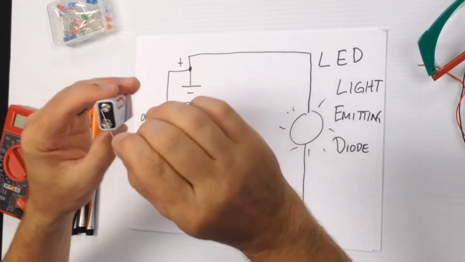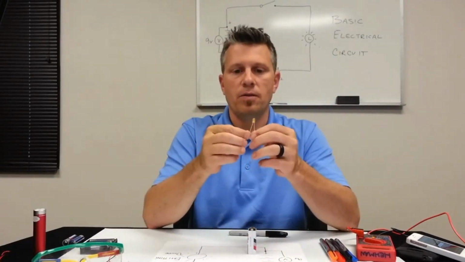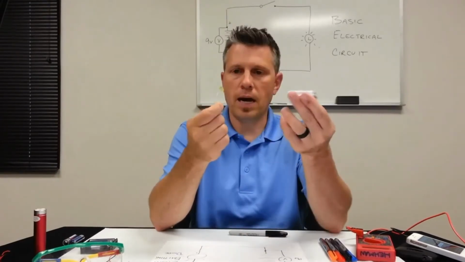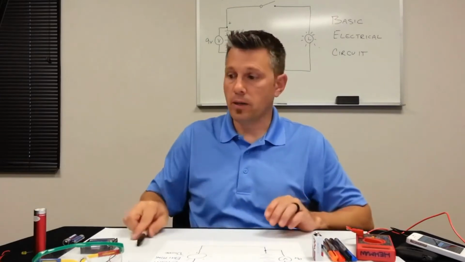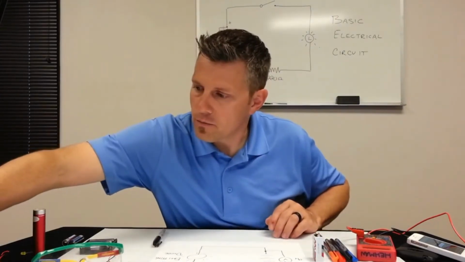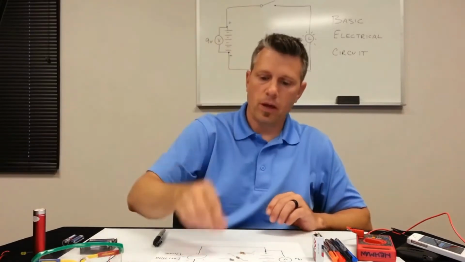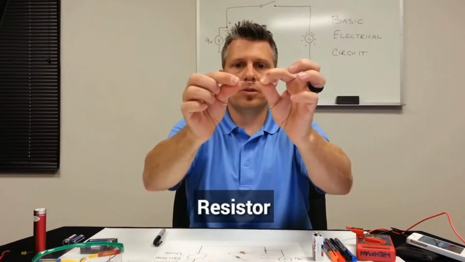Wow, it flashed and blew. What just happened here? This LED is too small to take 9 volts. But how do we solve this problem? We're going to solve this problem by using something else that you'll get familiar with in your Creation Crate projects, and that is a resistor. Okay, this is a little resistor.